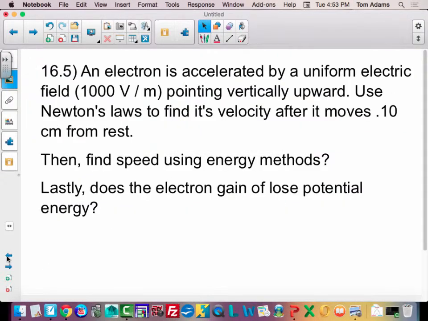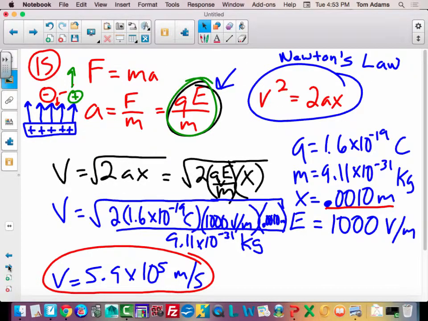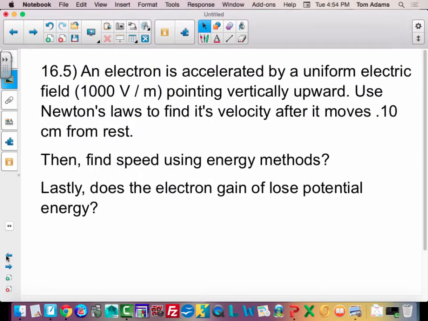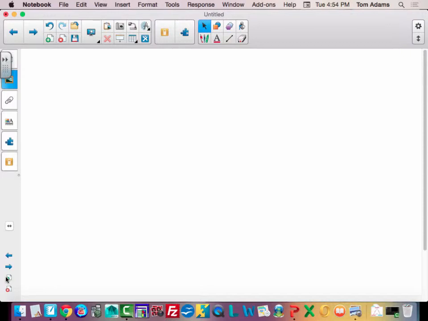Part 2 of this problem said, now find the speed using energy methods. Okay, so now this one might be a little easier. Oops, I totally deleted that. So now for the energy methods, we're going to do the same thing, except now we've got to remember that the electron will accelerate down.